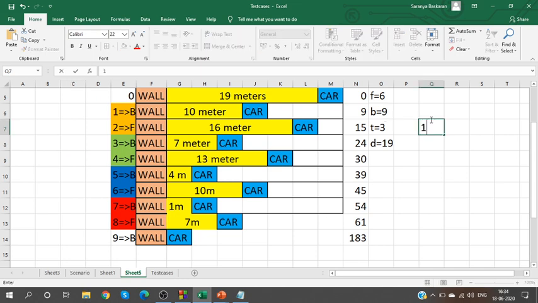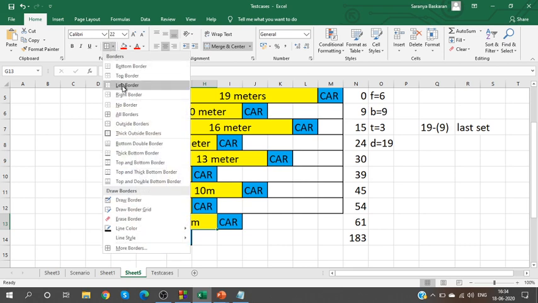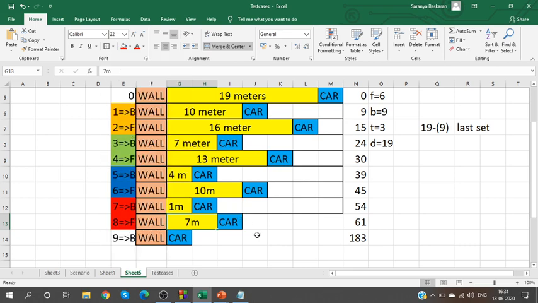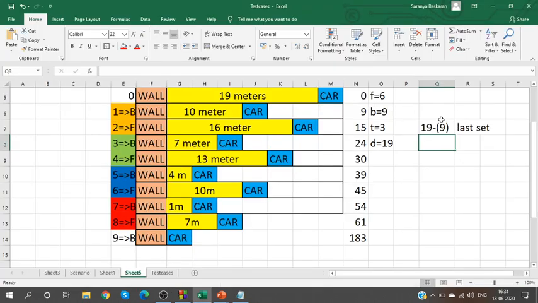So what will I do? 19 minus 9. Okay, 19 minus 9 steps should be covered in the last set, right? In the last set, I will assume I should cover 9 meters, but in reality, I should cover only 7 meters. Can you see that? Yes, I should have covered 9 meters, but I'm covering only 7 meters. When I start the problem, I will say D minus B. That is, I will take this full 9 meters, but there is a chance that the distance will be less than 9 meters. How will I guess that?